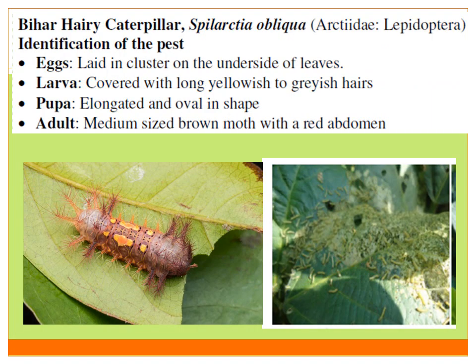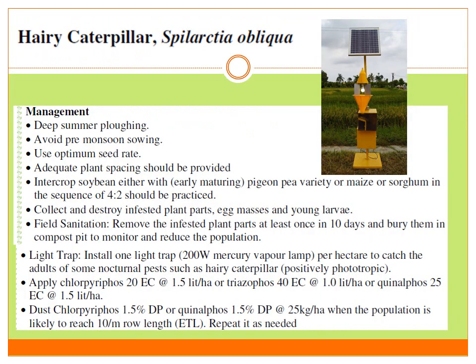So next is the hairy caterpillar. Again, we already discussed this a while ago on the peanut insect pests. So management, again, is almost the same as with the other insects. You can intercrop soybean with pigeon pea variety or maize or sorghum in a sequence of 4:2.